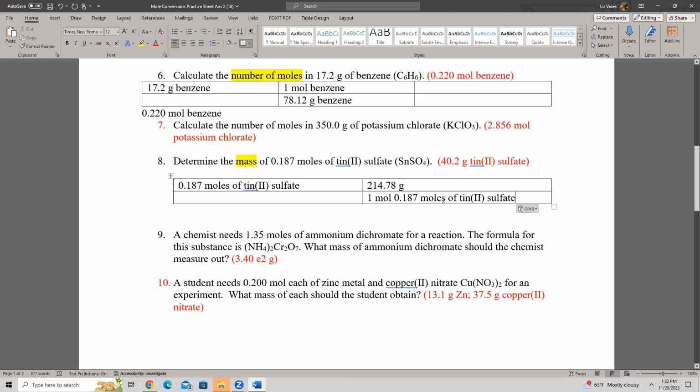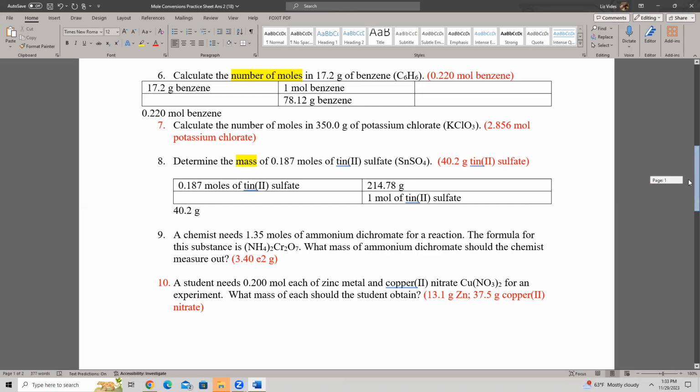Sorry, I just want this gone. There we go. See? All right, so there we go. What do we do? Multiply, very obviously. And my answer is 40.2. Is that what it says? Yep, that's exactly what it says. See? So it's pretty simple to do that.